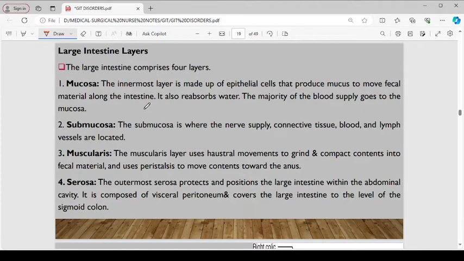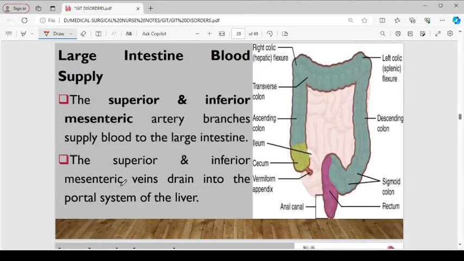We also have layers of the large intestines, and more or less like the other parts, it has the mucosa, the submucosa, muscularis, and serosa. The inner layer, the mucosa, is made up of epithelial cells, and this will produce mucus, which will help move the fecal matter along the intestine. This mucosa also helps reabsorb water, so the majority of blood supply goes to the mucosa when compared to the other layers.